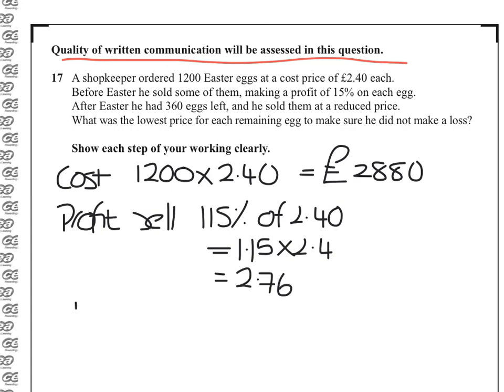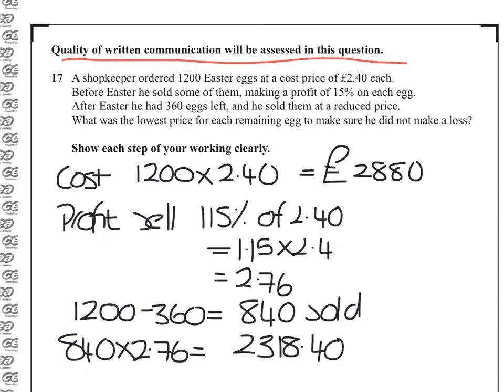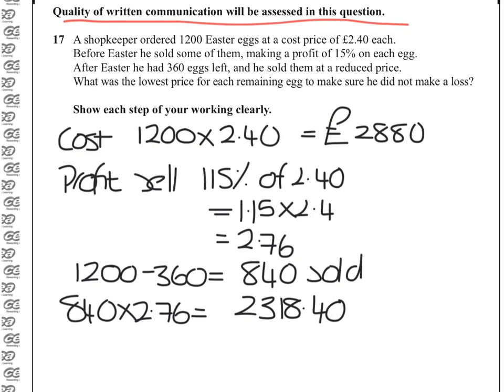He had 1,200 eggs and he has 360 eggs left. So I'm working out here that there were 840 sold. So that's 840 times £2.76, which gives us 2,318.4, and we have to remember to give 0.40. So we want to make sure he didn't make a loss.